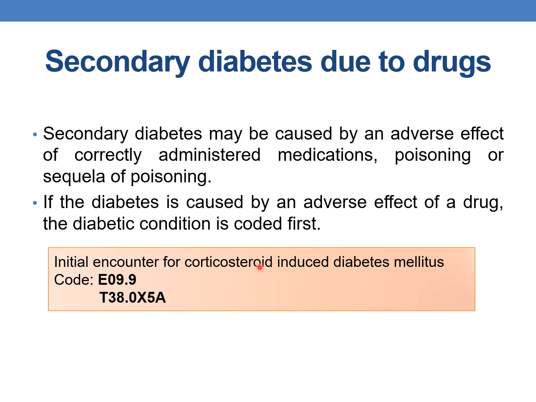Example is initial encounter for corticosteroid-induced diabetes mellitus. Here the code is E09.9. This includes drug or chemical-induced diabetes mellitus, followed by T38.0X5A, adverse effect of corticosteroids. Initial encounter. A indicates initial encounter.